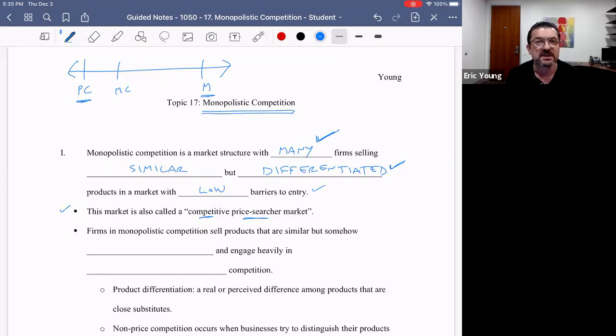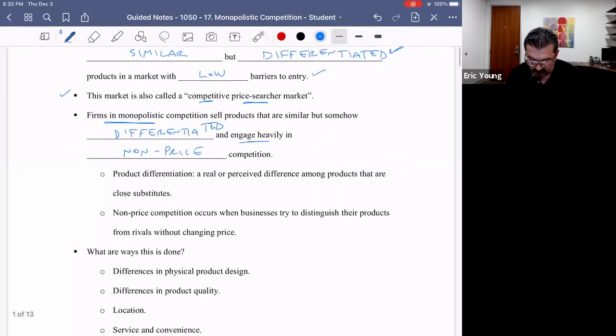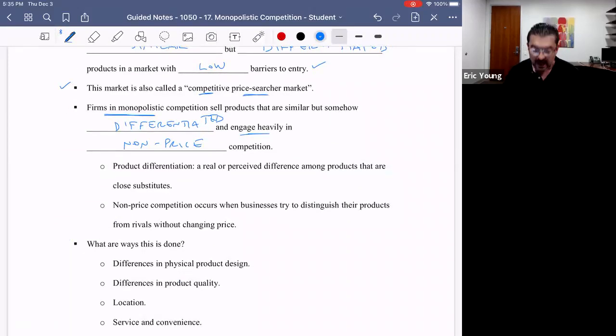The real big thing you have to take away from this model is that firms that compete in the monopolistic competition arena sell products that are similar, but that are somehow differentiated. As a result, firms in this industry will engage heavily in what we call non-price competition. What do these two things mean? Well, product differentiation refers to the real or perceived difference among products that are close substitutes. Take a look at hamburgers, or types of pants or shoes. These products are similar, but they're somewhat different.